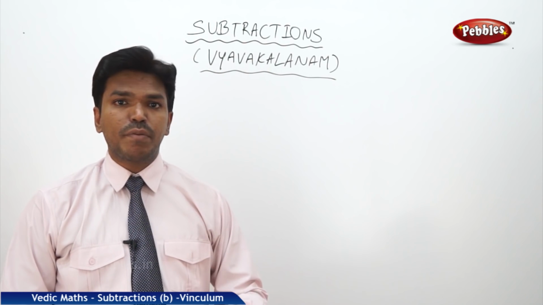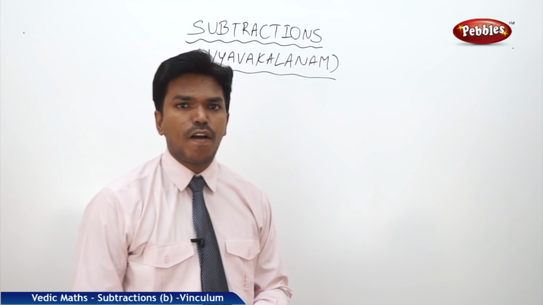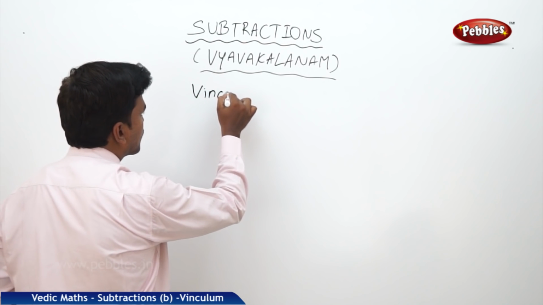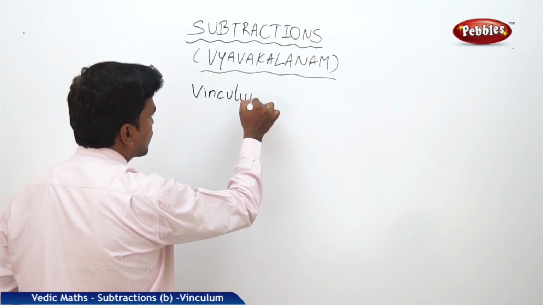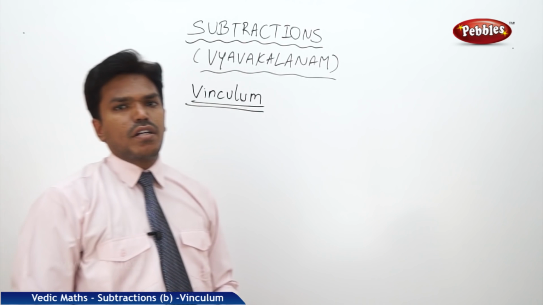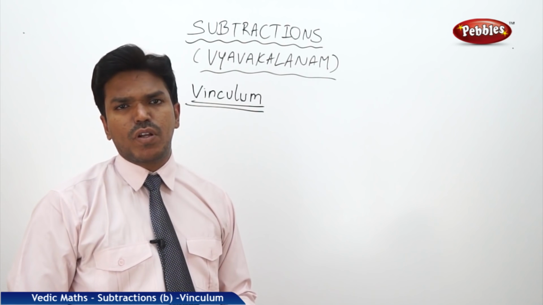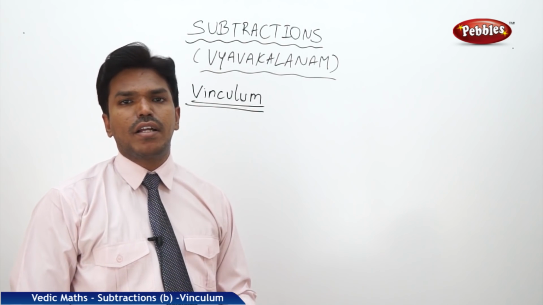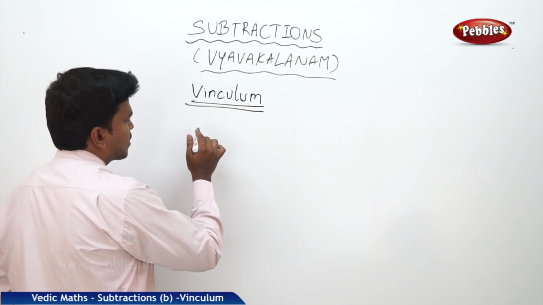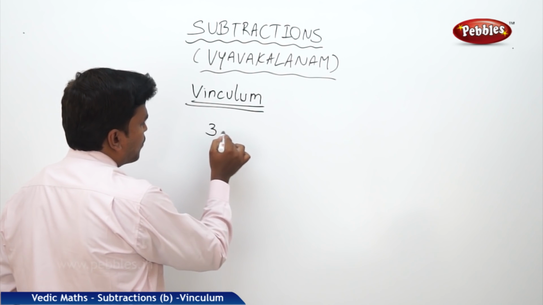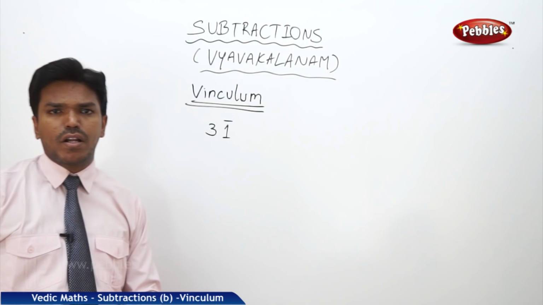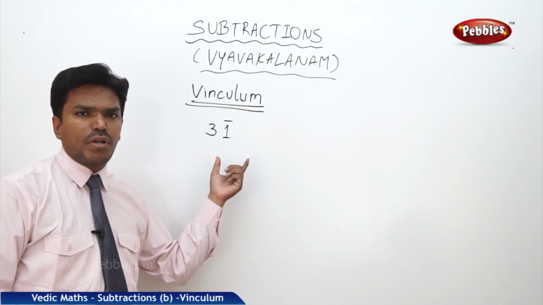Now one more part of the basics for subtraction, that is Vinculum. So what is the use of this Vinculum and how can it be established? Now see here, suppose a number is like this, 3 1 bar, 3 1 bar. Actually this is not a normal number.